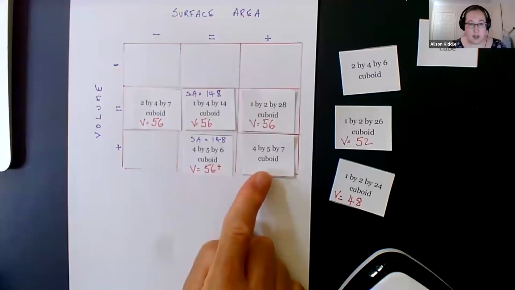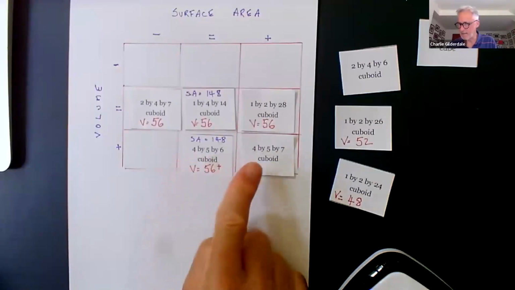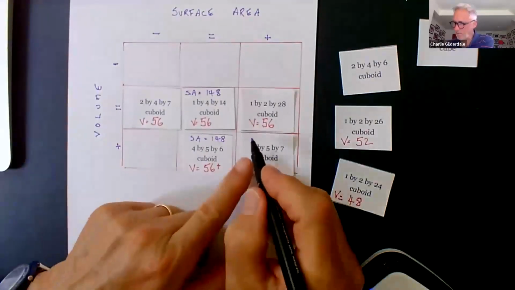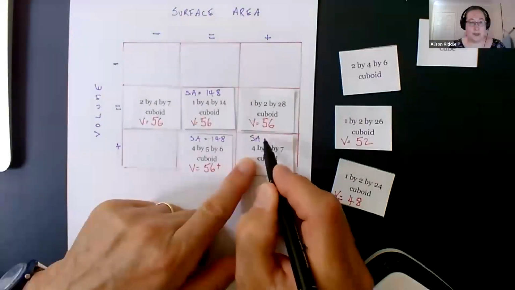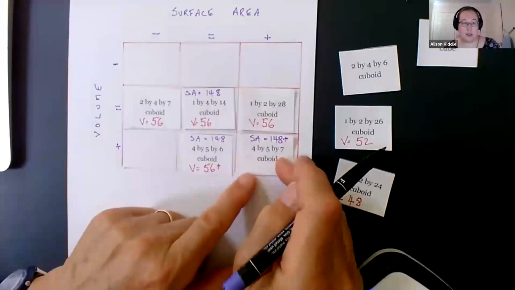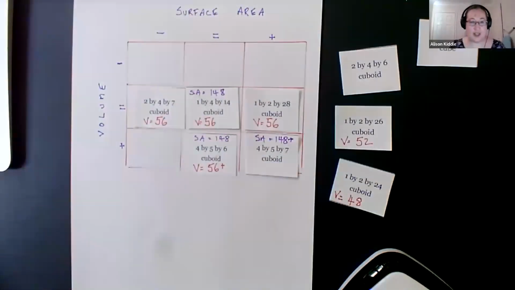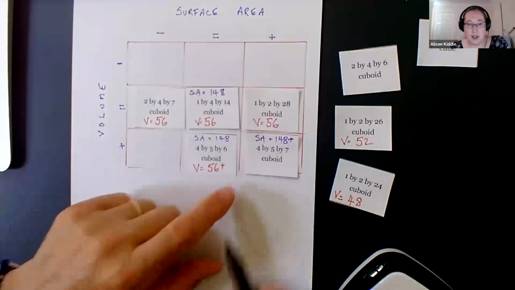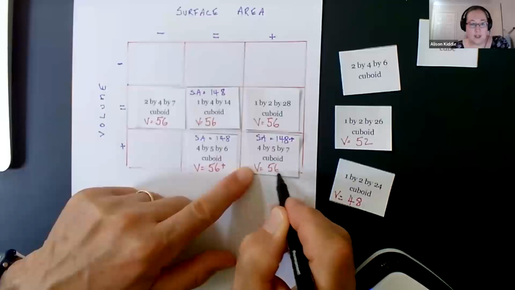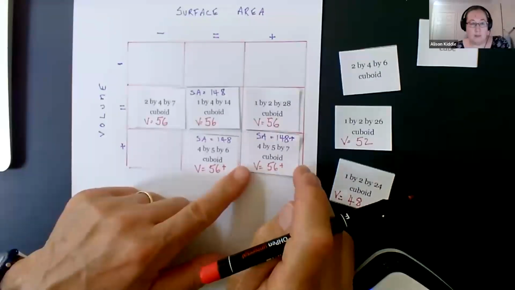So can I just check for the 4x5x7? You've compared it with the one to the left, so we know that the surface area is going to be more than 148. Yeah, and we know that it's got a bigger volume than the one above, because it's got a bigger volume than the one to the left of it. So the volume is going to be, again, 56 plus. More than 56, because it's got a volume more than the one.